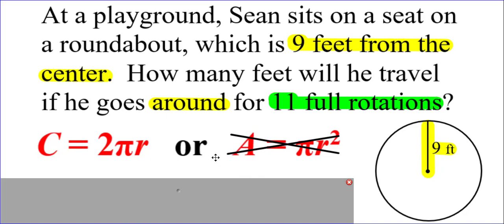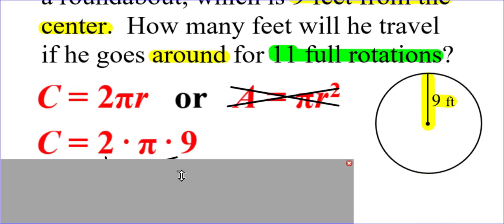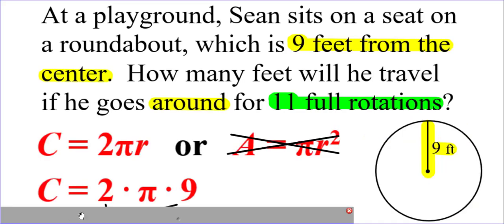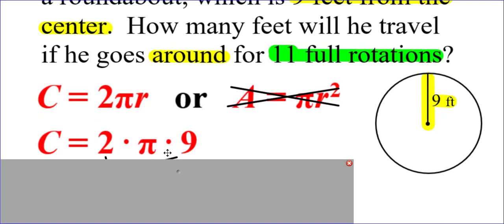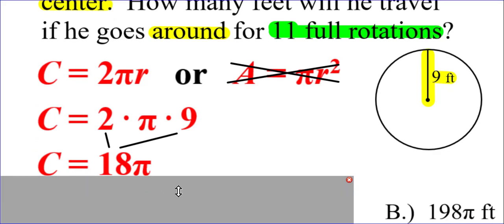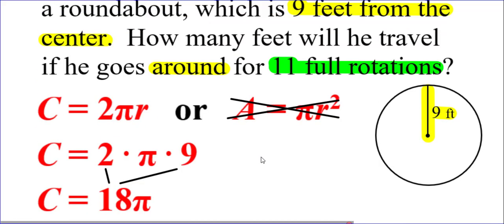All right, let's substitute the 9 feet, which is the radius, in for the r. So now we've got C equals 2 times pi times 9. And remember, our multiple choices were all in terms of pi. So we don't need to actually multiply by pi in our calculator. What we're going to need to do is multiply everything other than pi. So 2 times 9 would be 18. Bring that pi right down next to it. And we can see that the circumference is 18 pi. But that's not the final answer.